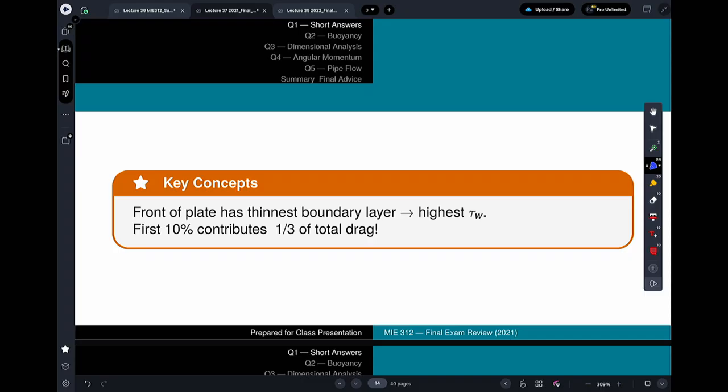The front of the plate has the thinnest boundary layer and highest shear at the wall. And that kind of makes sense. You have a shear that's going from 0 to the very top, and then as this grows, that shear gradient, del U, del Y, is getting smaller. And so it makes sense that a very large percentage would be in the first 10%.